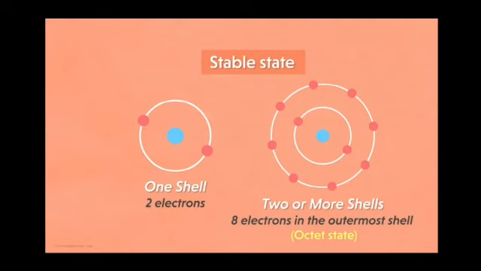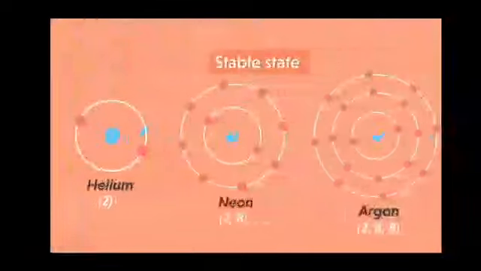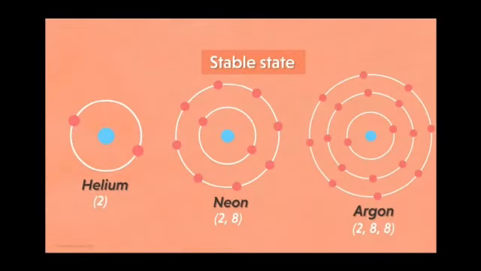But the stable state is seen only in case of a few elements. We have learnt that elements like helium, neon, argon, krypton, xenon and radon, that is, elements in group 18 of the periodic table, noble gases, are most stable because they have 8 electrons in their outermost shell.